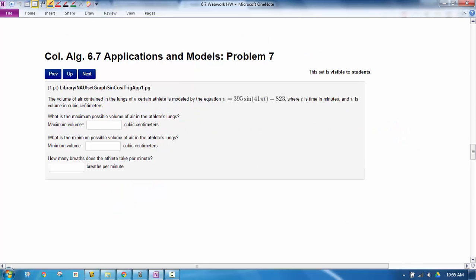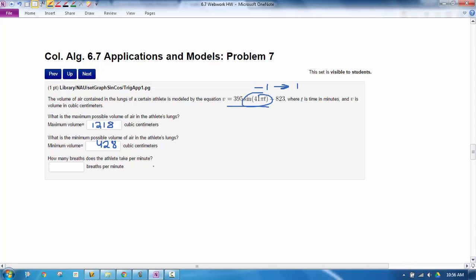Okay, the next problem gives us the volume of air contained in the lungs, modeled by this equation where T is in minutes and V is volume in cubic centimeters. All right, so the maximum possible air volume is, if you think about it, sine fluctuates between -1 and 1. So this number is going to fluctuate between -1 and 1. So the highest it can be would be if it's a 1, in which case you'd add these together, and you'd get 1218. The lowest it can get for the next question would be if it's -1, in which case when you plug in -1 here, you get 428.